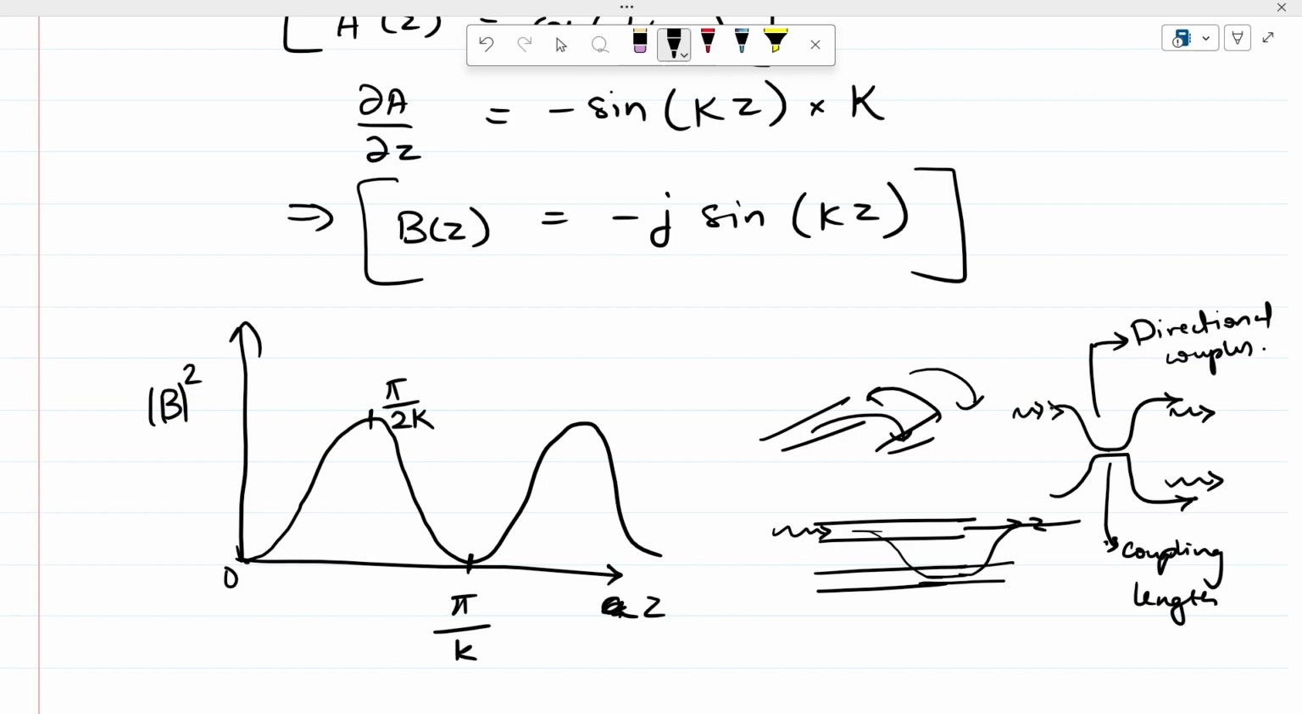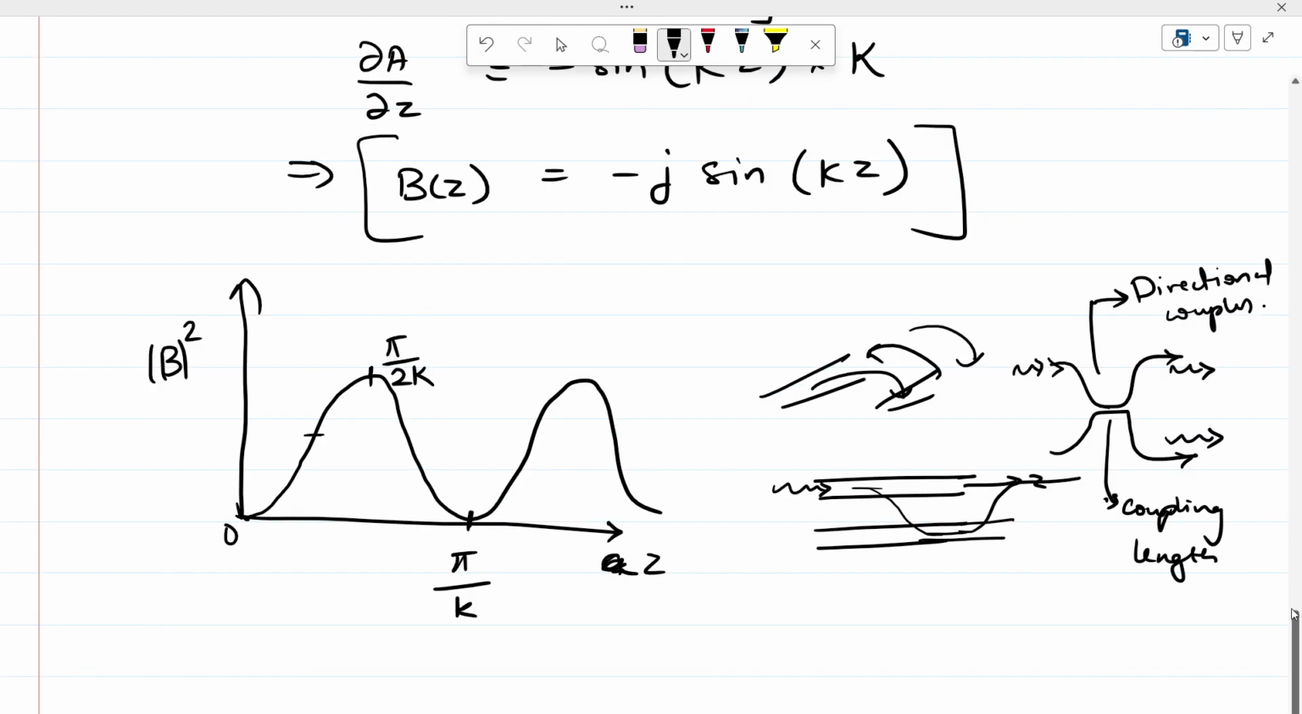So if I want to completely transfer power to the cross arm, I can find out the length for doing that, which will be pi by 2k. K is the coupling coefficient. And if I want to do a 50-50, so say 3 dB coupling, that is also possible. So like that, we design the directional couplers.